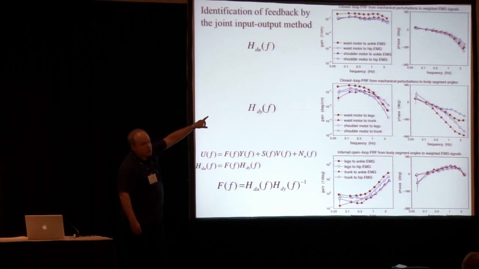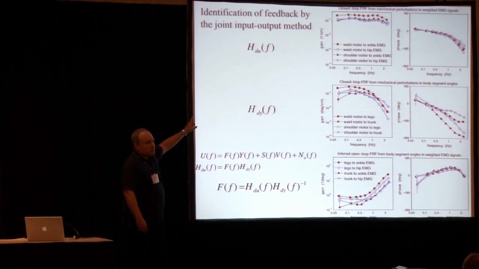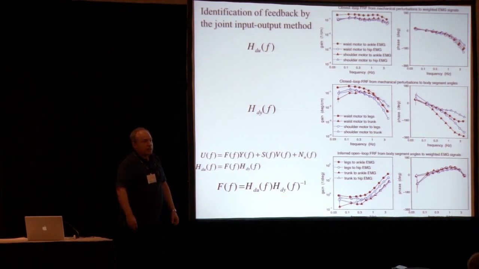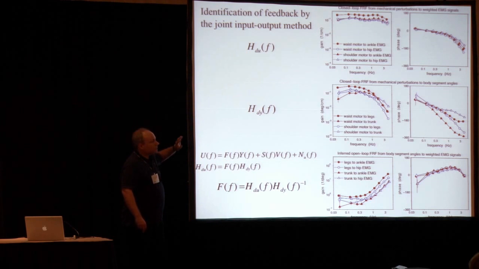The first row shows the closed loop response to mechanical perturbations on EMG. So we had 2 mechanical perturbations and 2 EMG signals. So that's a 2 input, 2 output closed loop frequency response function. So it has 4 components as shown there. The second row is the closed loop response of the kinematic variables, the leg angle and the trunk angle, to the same perturbations.